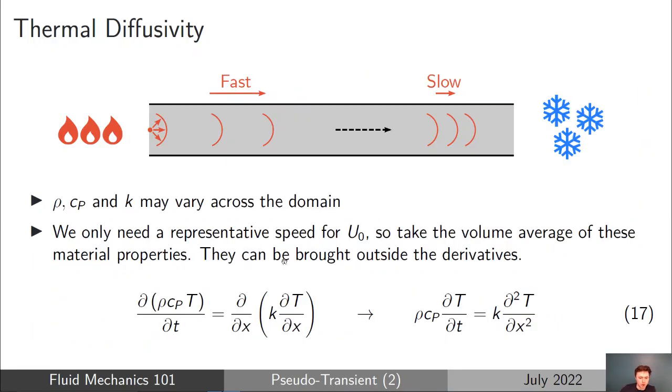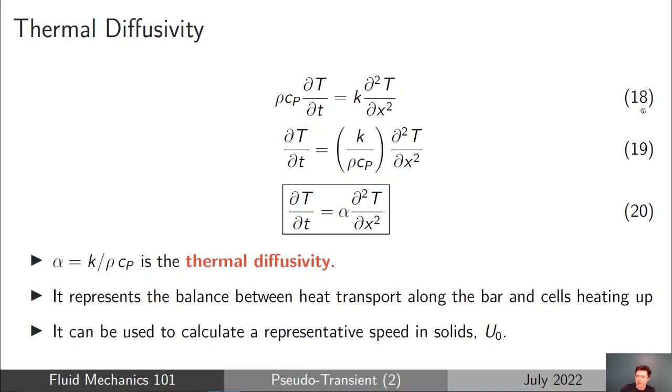So because rho, Cp, and K are now averages, they don't vary in space, we can just take those outside of the derivatives, which allows us to arrive at equation 18. And then if we divide both sides of the equation by rho Cp, we arrive at this form of the 1D unsteady heat conduction equation, equation 20. And you may have seen this before. This is exactly the same as the equation we introduced on the previous slides, but alpha has been introduced, which is the thermal diffusivity, or the average thermal diffusivity for the entire domain.